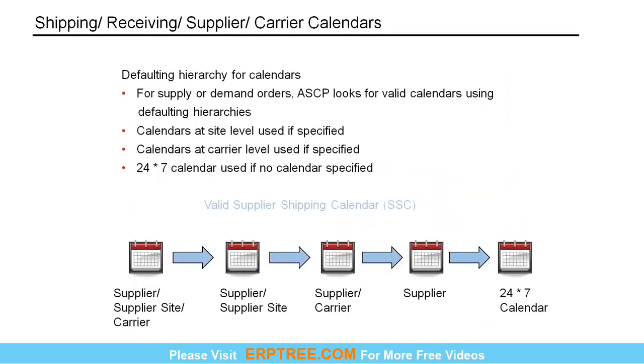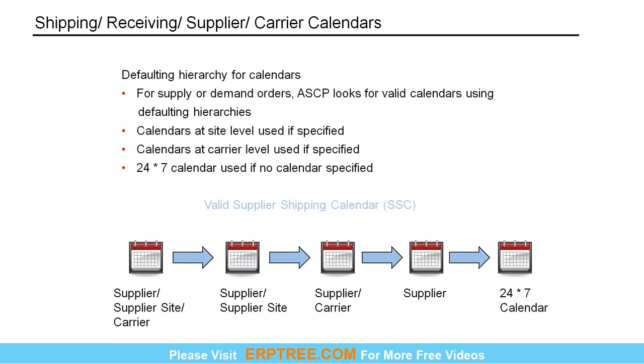The calendars. This is the last portion of ASCP. There are different kinds of calendars which are considered in ASCP and which can be used very effectively. There are the carrier calendar, the supplier capacity calendar, the organization calendar, organization receiving calendar. All these calendars play a very good role for ASCP to suggest the planned orders.